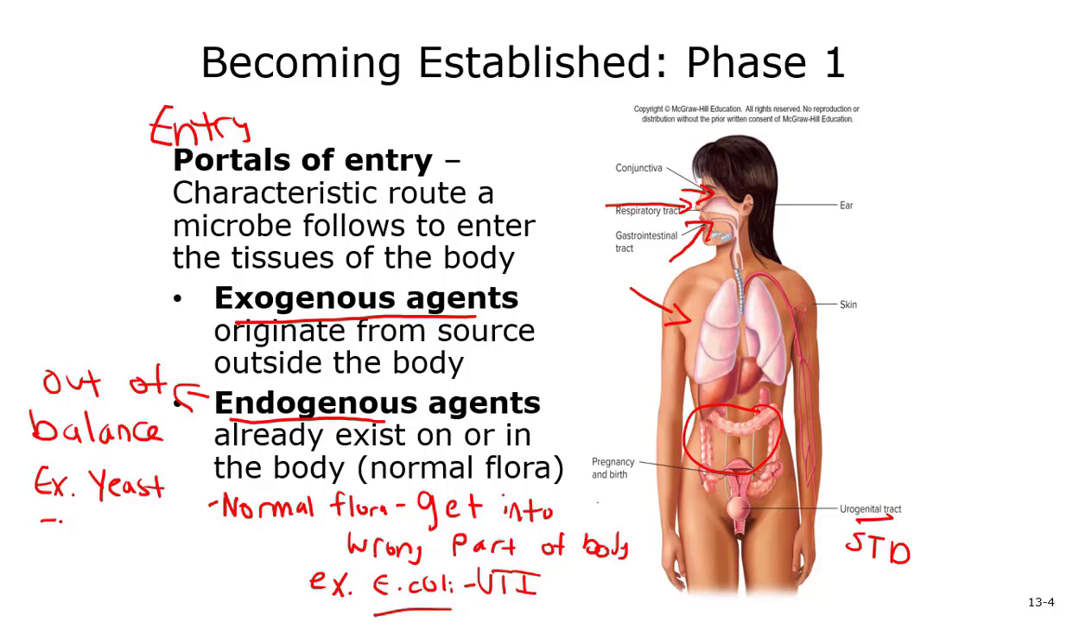If someone's on a broad spectrum antibiotic, it could potentially wipe out all those normal flora bacteria and allow the yeast to overgrow, and then it'll become a yeast infection. So these are how endogenous infections occur.